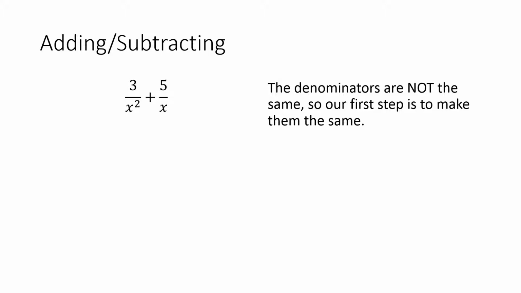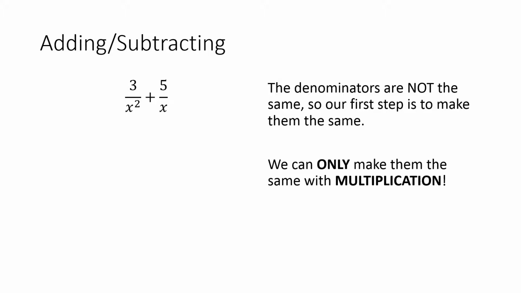Now let's look at this one, 3 over x squared plus 5 over x. These denominators are not the same, so we need to make them the same. Now there's a tempting common mistake to do here. We see that one has a square and one doesn't. And so for some people, the intuition is to just square everything on that second fraction. But we can't do that. We can only make these denominators the same with multiplication. So we ask ourselves the question, how can I turn that denominator of x into an x squared? What can I multiply by? Well, x. X times x is how I get x squared.